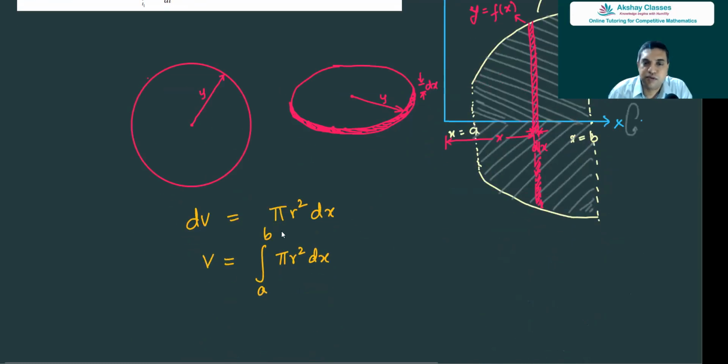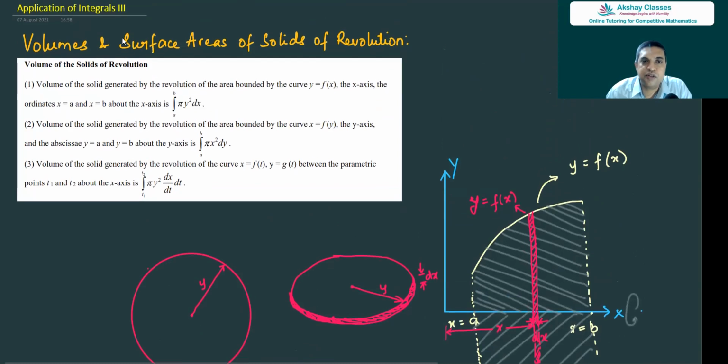So what is our r here? R is nothing but y. So pi y square dx, integrated from a to b. So that's what we get. So this is what we have when we revolve about the x-axis.